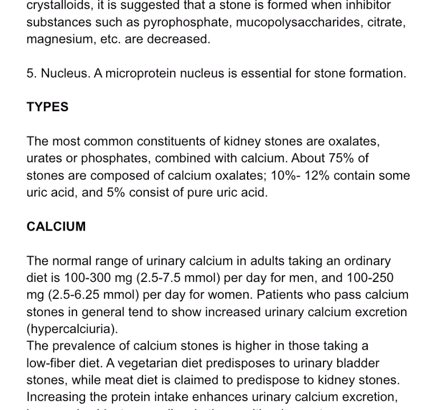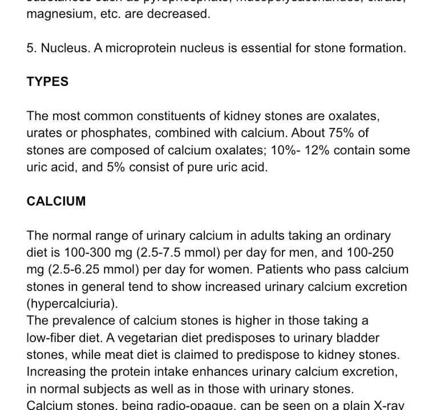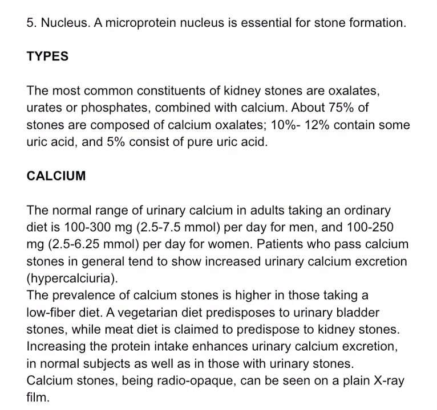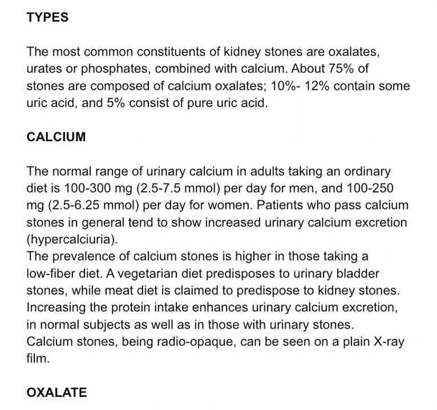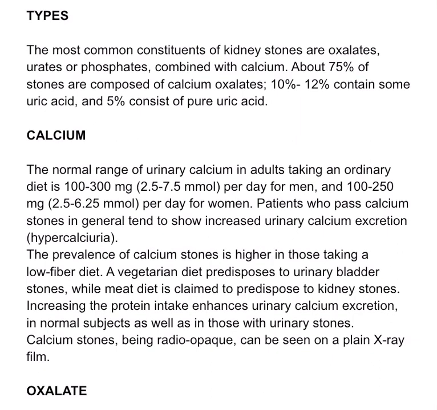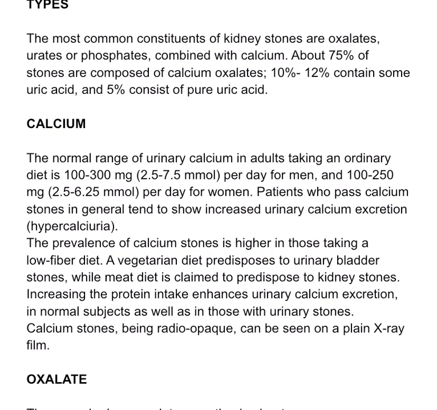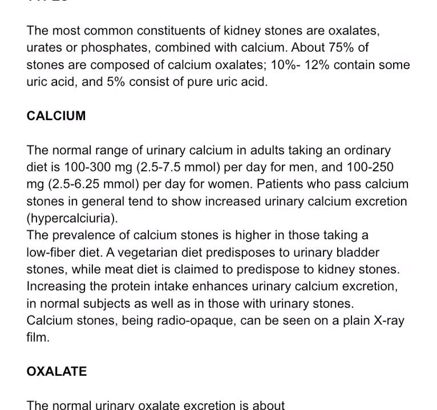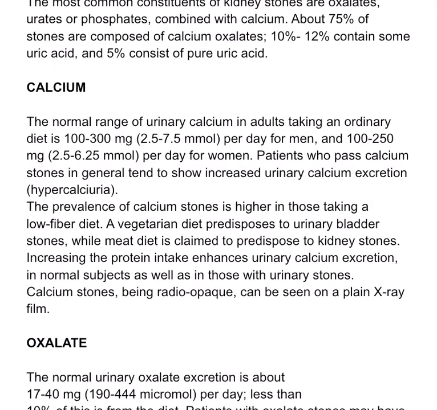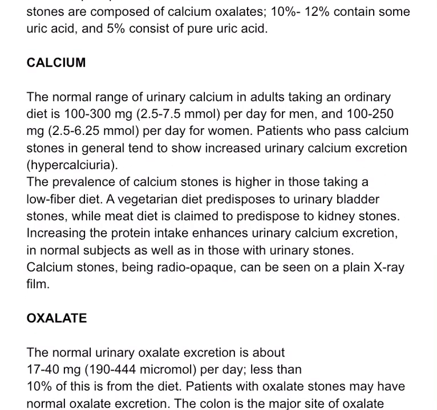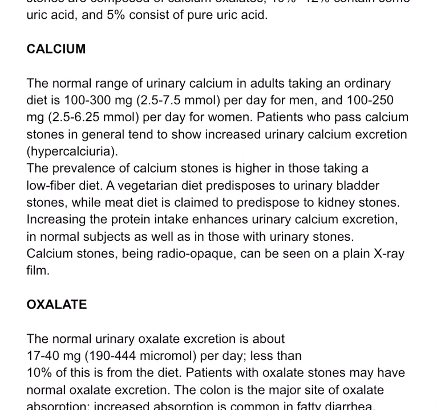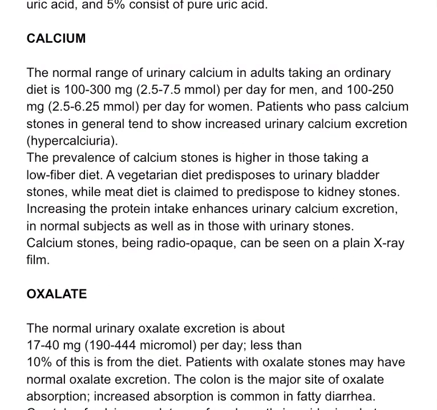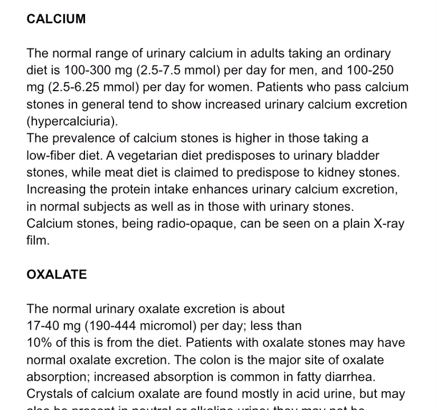Types. The most common constituents of kidney stones are oxalates, urates or phosphates, combined with calcium. About 75% of stones are composed of calcium oxalates, 10-12% contain some uric acid, and 5% consist of pure uric acid. Calcium. The normal range of urinary calcium in adults taking an ordinary diet is 100-300 mg (2.5 to 7.5 mmol) per day for men, and 100-250 mg (2.5 to 6.25 mmol) per day for women.